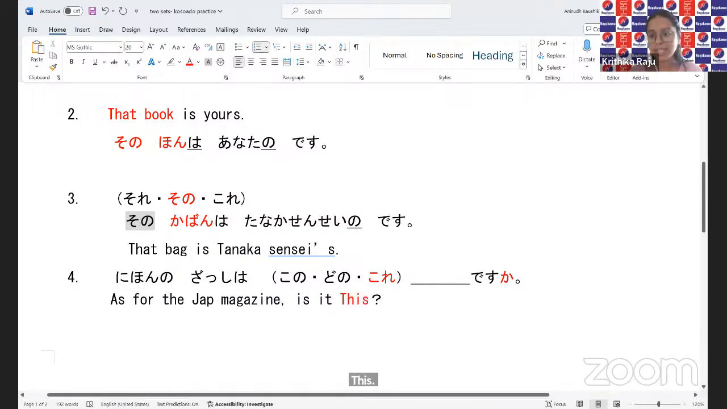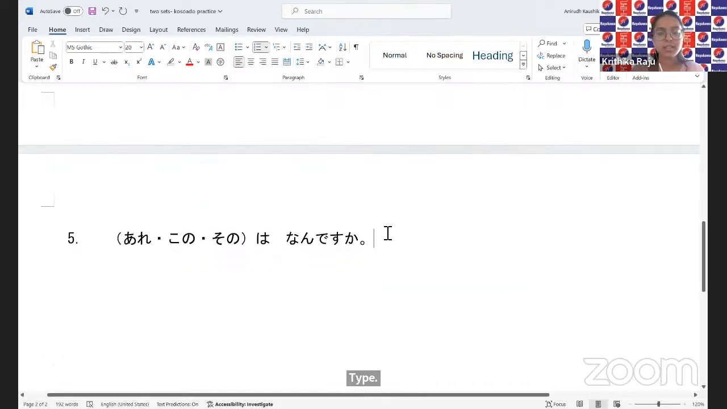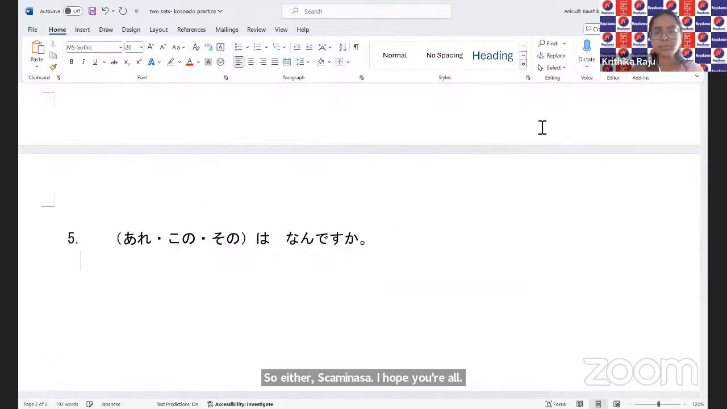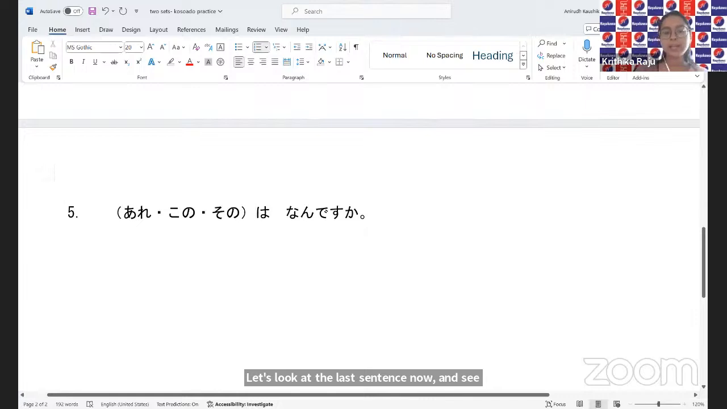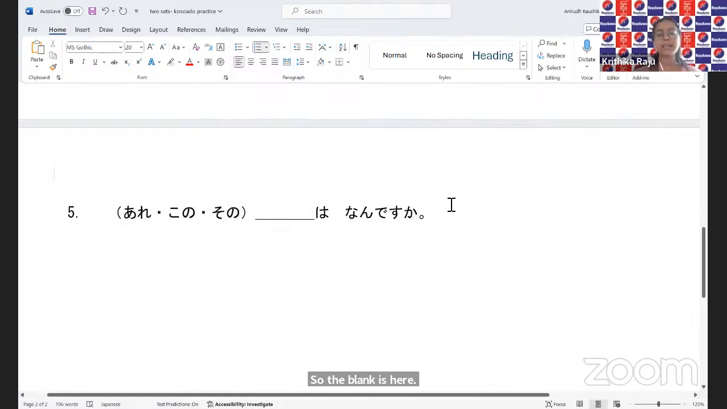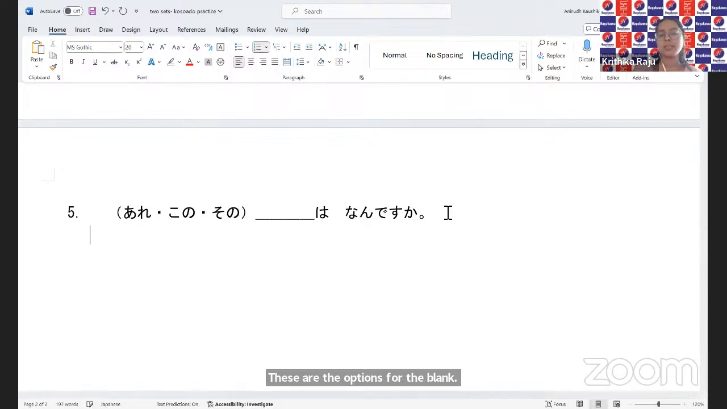Hai. So, ii desu ka, minasan? I hope you're all on the same page. Let's look at the last sentence now. So, the blank is here. These are the options for the blank. I would like all of you to read the sentence and tell me the answer yourselves.